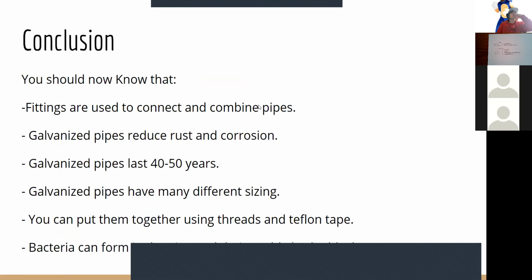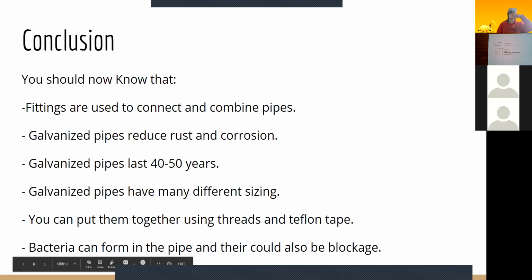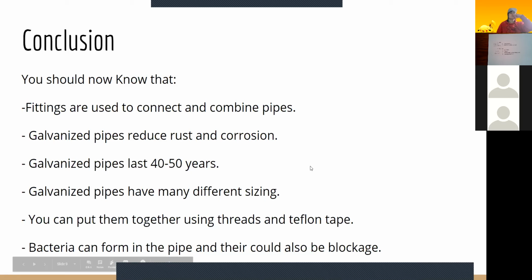In conclusion, you should know that fittings are used to connect and combine pipes. Galvanized pipes reduce rust and corrosion. Galvanized pipes last 40, 50 years. Galvanized pipes have many different sizes. You can put them together using threads and Teflon tape. Bacteria can form in the pipe, and there could also be blockage.